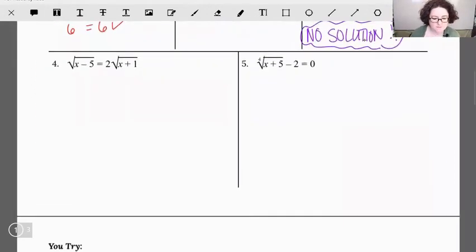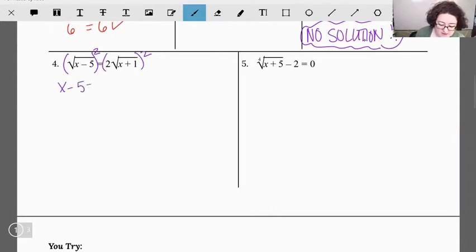Okay, number 4. So this one looks a little different. We have square roots on both sides, but again, if I want to undo a square root, just raise both sides to that reciprocal exponent. So square root is really raised to the 1/2. Reciprocal of 1/2 is 2. So I'm going to square both sides. I have to include that 2 coefficient in there as well.